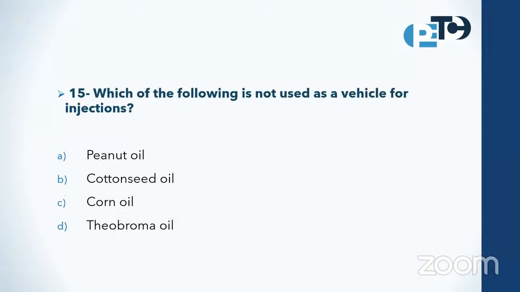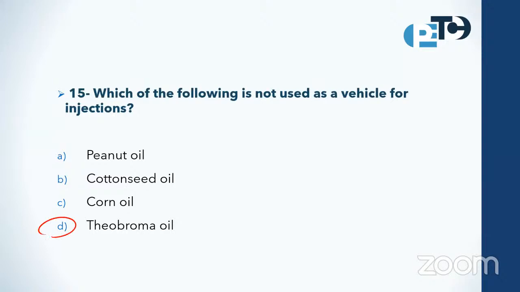Which of the following is not used as a vehicle for injection? This question was repeated many times previously. Let us see the choices and then you will answer. Peanut oil, cottonseed, corn oil, or theobromine oil. Which one do you expect? D. Yes, it is theobromine oil.